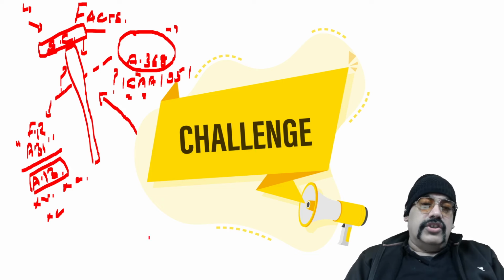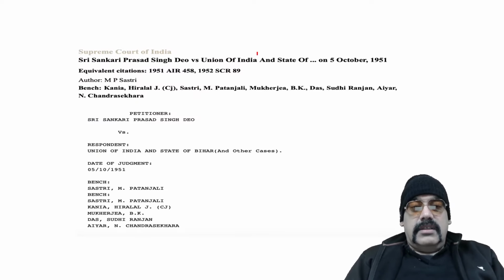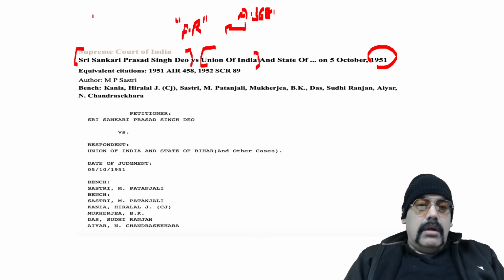And that first challenge to the First Constitutional Amendment Act 1951 was the landmark case of Shankari Prasad Singh Deo versus Union of India 1951. In this case, the Honorable Supreme Court was seized with this question: my lord, can Article 368 be utilized to do what they have done in relationship to fundamental rights, or does Article 13 play as a limit to the powers of Article 368?